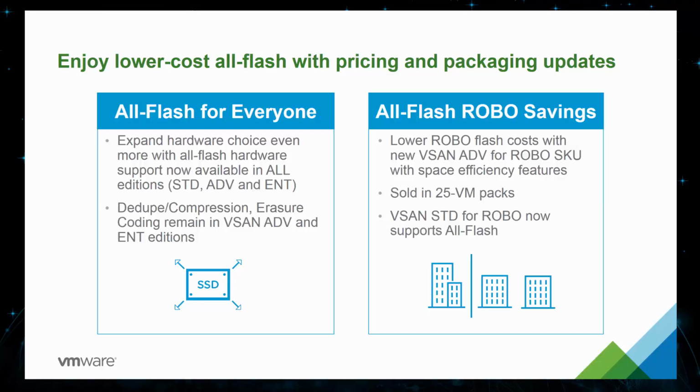An important note, however, is that the all-flash space efficiency features such as dedupe, compression, and erasure coding are available in the VSAN Advanced and Enterprise editions only. So although you can use all-flash in the Standard now, it does not allow you to enable dedupe, compression, and erasure coding. Keep that in mind as far as the Standard.